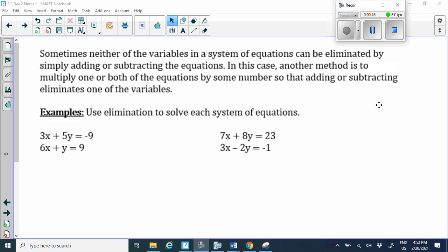Okay, let's look at our next example. We have 3x plus 5y equals negative 9 and 6x plus y equals 9, okay? So here, notice that none of the variables have the same coefficient. So we need to figure out first, what do we want to eliminate? Well, here, I'm going to eliminate the x, because we've done a lot with eliminating the y's. If you want to eliminate the y, go ahead, and we should get the same answer. If not, recheck your work, okay?